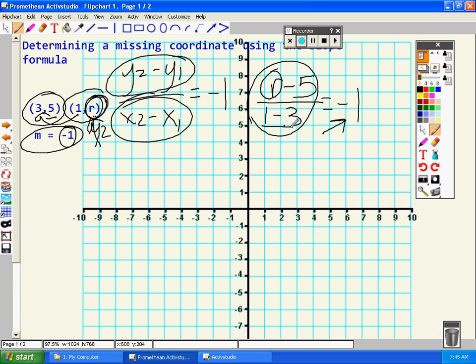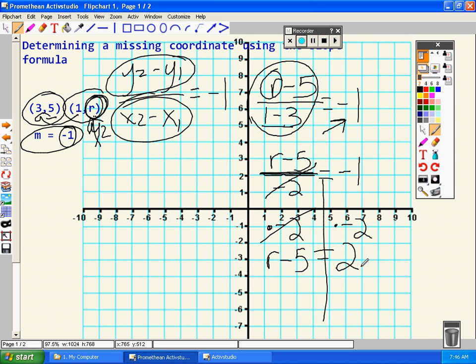So I know that 1 minus 3 is -2, so I'm going to reset my equation to r minus 5 over -2 equals -1. Now I'm trying to get r by itself. The first thing I'm going to do is get rid of the denominator of this fraction by multiplying by -2. Whatever I do to one side, I'm going to do to the other. So divide by -2 and multiply by -2 go away, leaving me with r minus 5 equals +2. R minus 5 equals 2. Now, if I want to get r by itself, I'm going to do the opposite and add 5 to both sides. R equals 7.